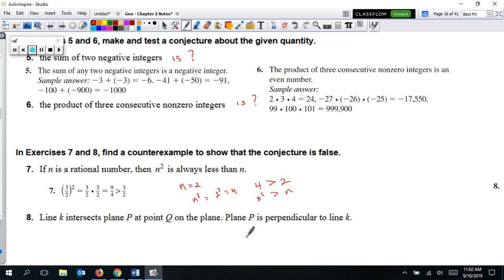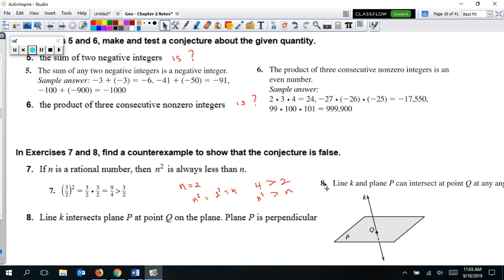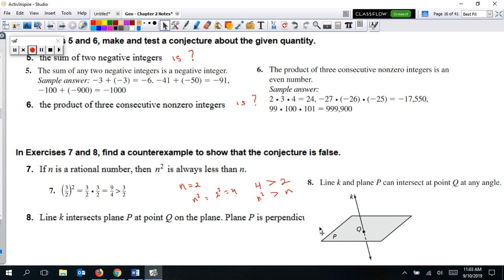Well, how do you disprove that? Well, just change it to be not a 90-degree angle. So it could look like this. You could draw a plane like a parallelogram right there, and a line just not going through at a right angle. That's going through at a slanted angle. So that would be a counterexample.